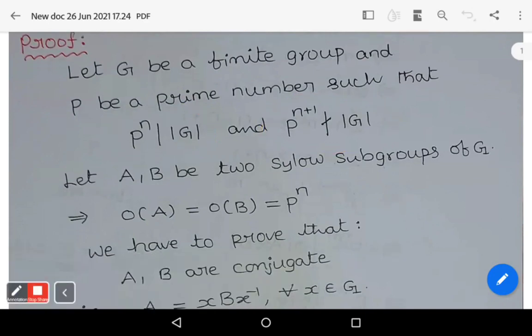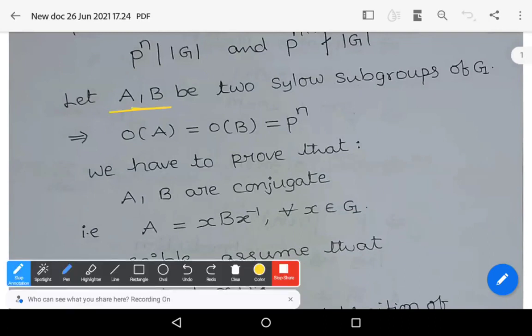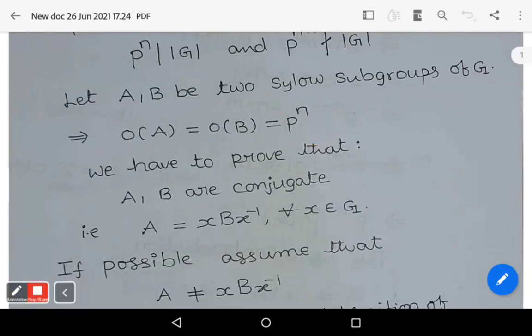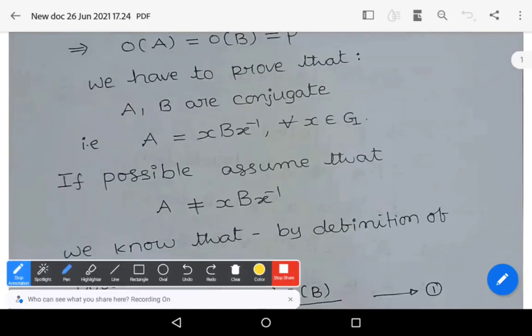Now take any two Sylow subgroups, A and B, of G. If A and B are two Sylow subgroups of G, then order of A is equal to order of B is equal to p power n. The order of both subgroups is p power n. Our aim is to show that A and B are conjugate.